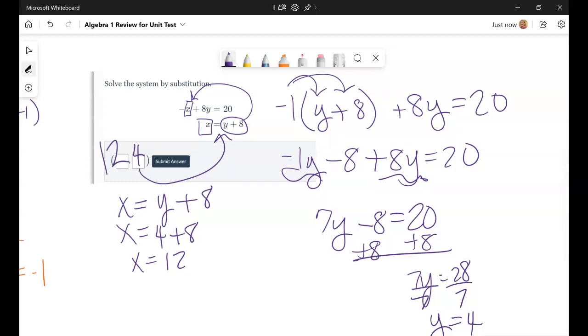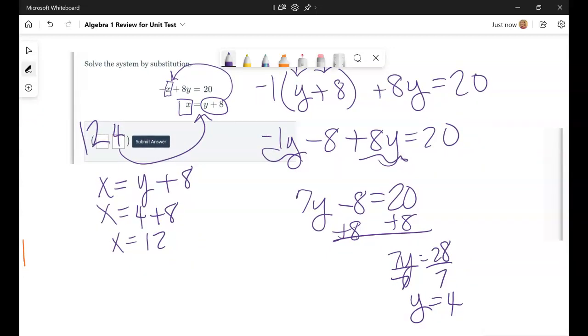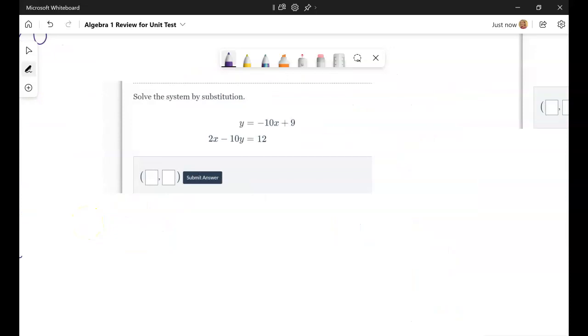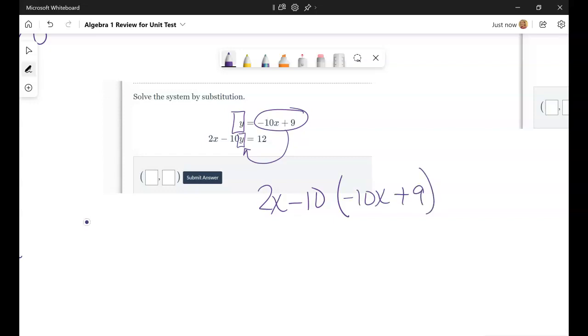Anybody? So we've solved by graphing. We've solved by substitution. So what's isolated? The y. It's also in this equation. It's equal to negative 10x plus 9. So we're going to drag and drop it right there. So we're going to have 2x minus 10, and this is where we open the parenthesis. We put that part in there. Negative 10x plus 9 is equal to 12. We ready? We've made our swap. We've substituted. What is it that we do next?